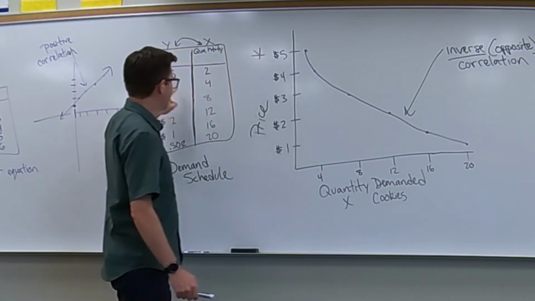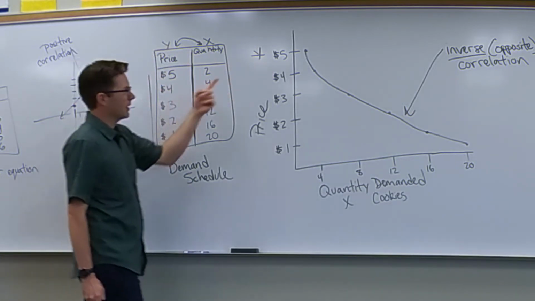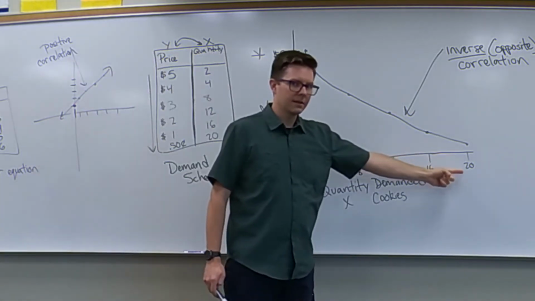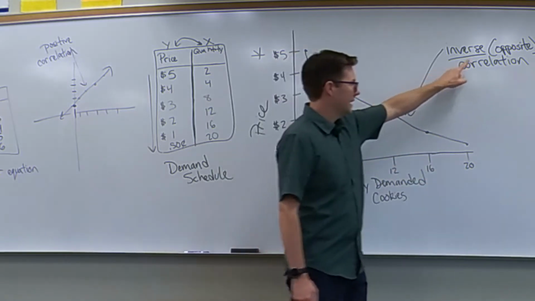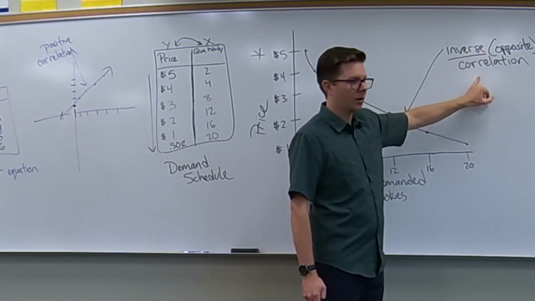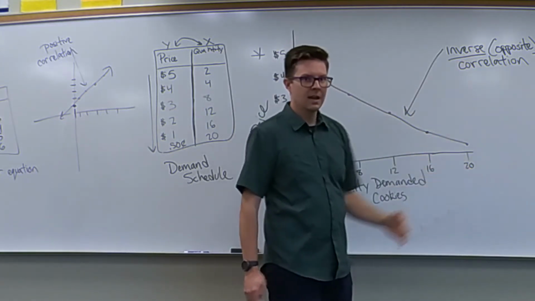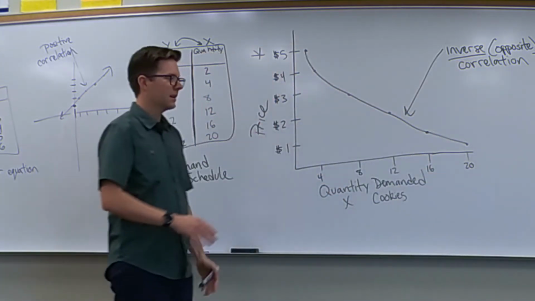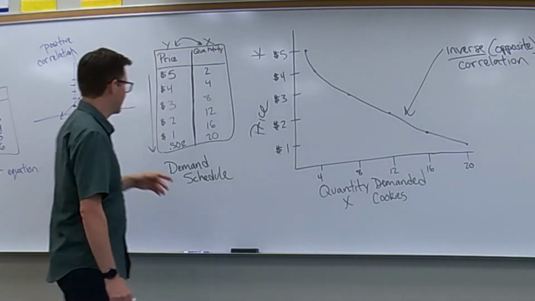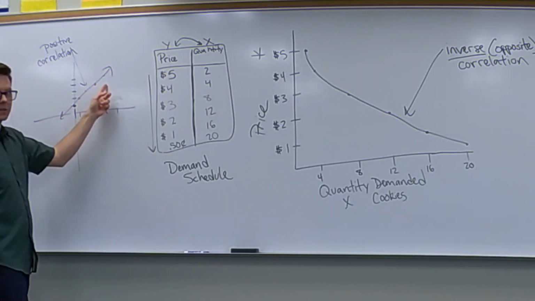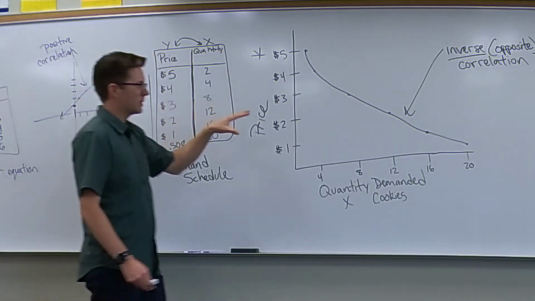And when you plot the values from the demand schedule, you're going to get a graph that's downward sloping. That is called an inverse or opposite correlation, or inverse relationship, meaning it's negative. As one goes up, the other one goes down, right? That is not the same as this. When one goes up, this goes up in math, but over here, when we're talking about demand, it's the exact opposite.